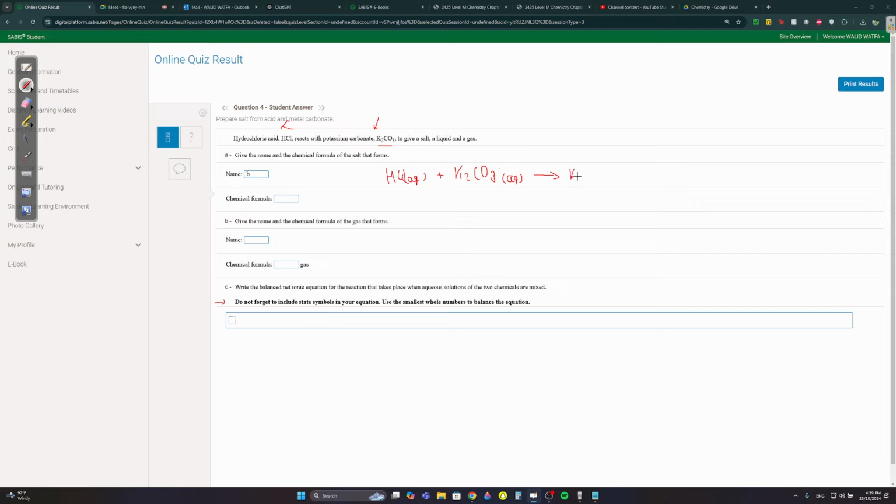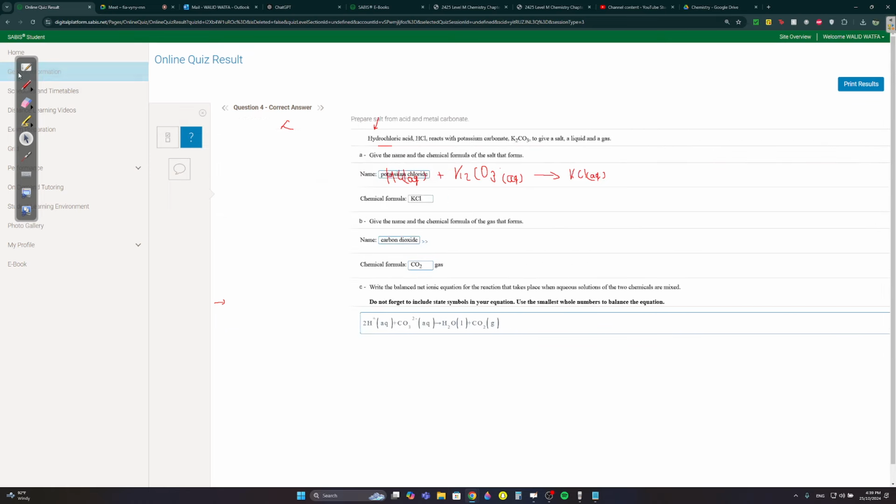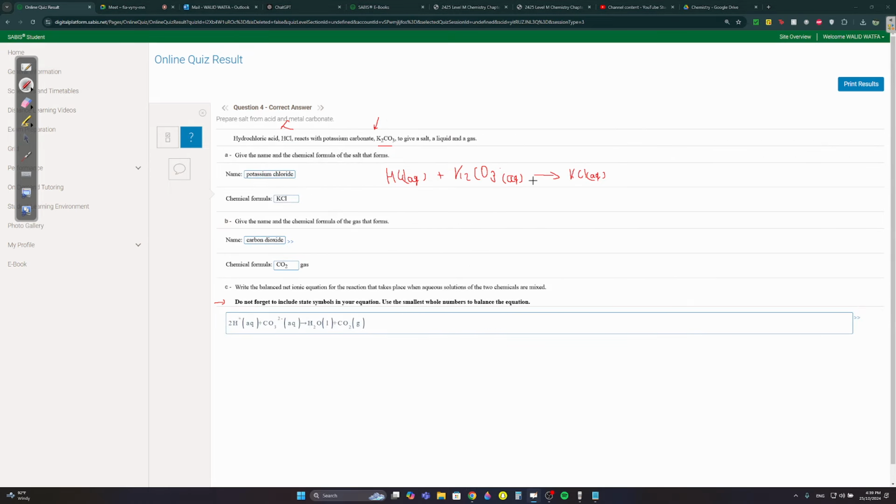We said it's KCl, right? And then obviously the salt is aqueous. All salts are aqueous unless you're doing the precipitation method, which forms a solid insoluble salt. A liquid, we said the liquid is H2O. It produces water and the gas, carbon dioxide gas.